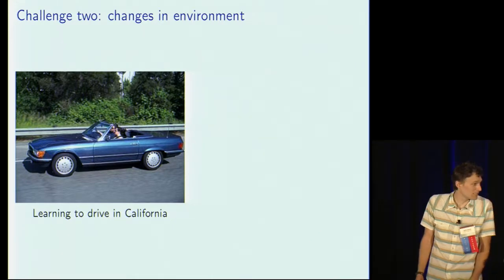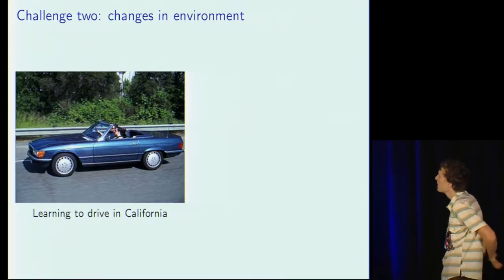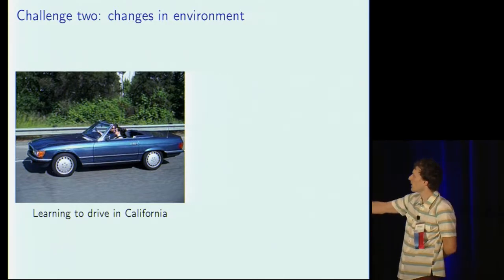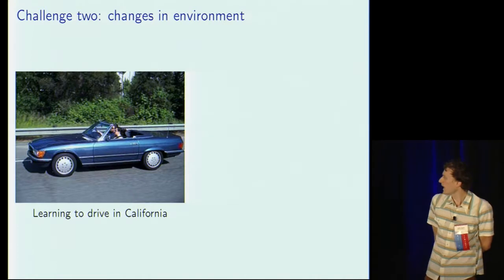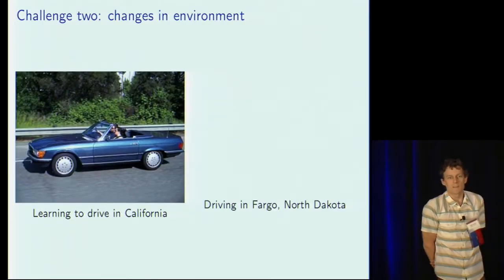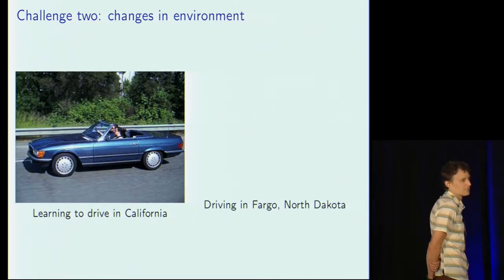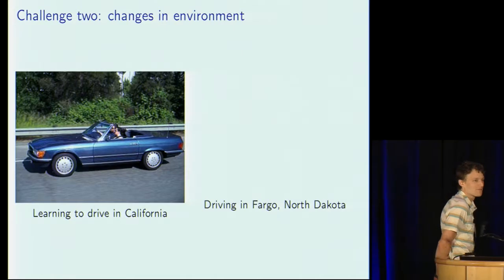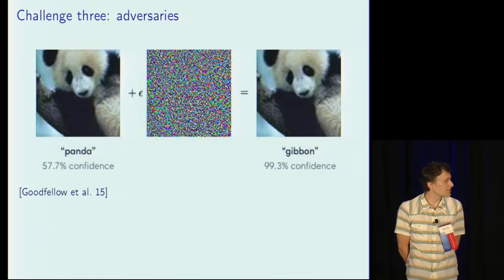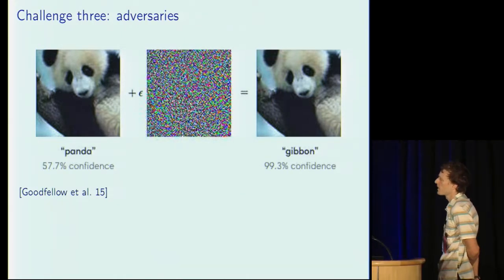Another challenge, if we're building self-driving autonomous systems, is that we're going to give them a bunch of training data. Say they learn to drive in California, where the weather's nice and you can drive a convertible, and then right there I have a picture of driving in Fargo, North Dakota in the winter. So you can see the environments are a little bit different.